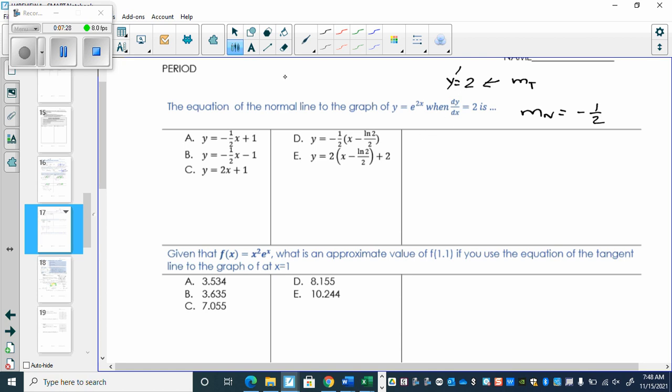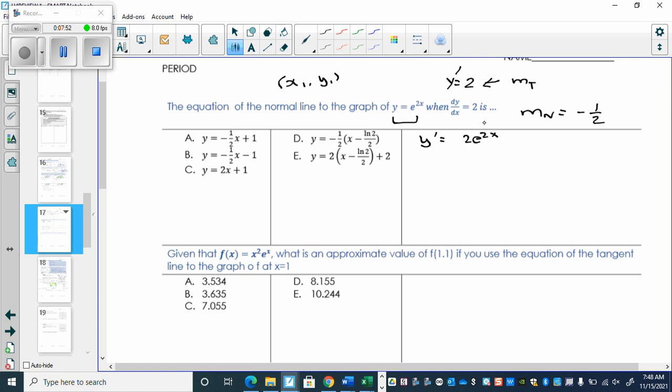So I need my point of tangency, so x1 and y1. I need these. And the way you get it is you look at the original function here. All right? You get the derivative of that original function. Y prime equals 2e to the 2x.